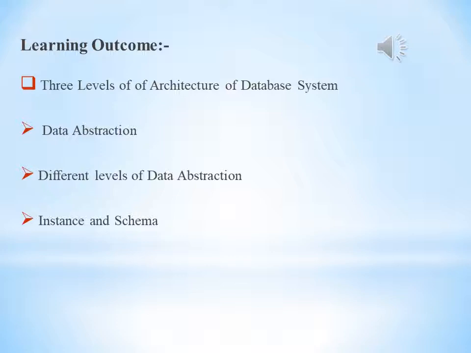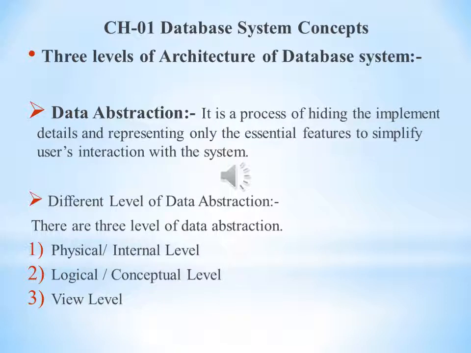Let's see the learning outcomes of this video: three levels of architecture of a database system; data abstraction, different levels of data abstraction, and instance and schema. In the last lecture we saw the topics of the first chapter: what is data, what is DBMS, advantages of the DBMS, as well as applications of DBMS. Now let's see the three levels of architecture of a database system.